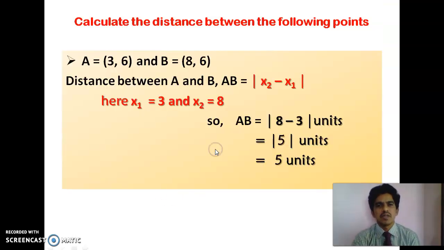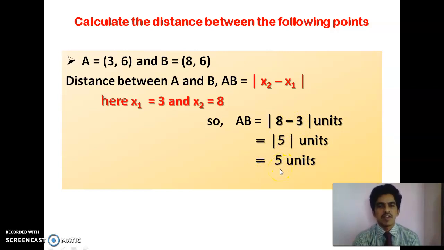So I'll give you an example to calculate the distance. For example, you have here (3, 6) and (8, 6). Their y coordinates are equal. So we can simply say that when you join these two, you'll have a straight line parallel to the x-axis. As I told you, the distance is the absolute value of x2 minus x1, modulus of x2 minus x1. Here x1 is 3, x2 is 8. So when you find the difference x2 minus x1, it is modulus of 8 minus 3. As you know, 8 minus 3 is 5. Modulus of 5 is 5.